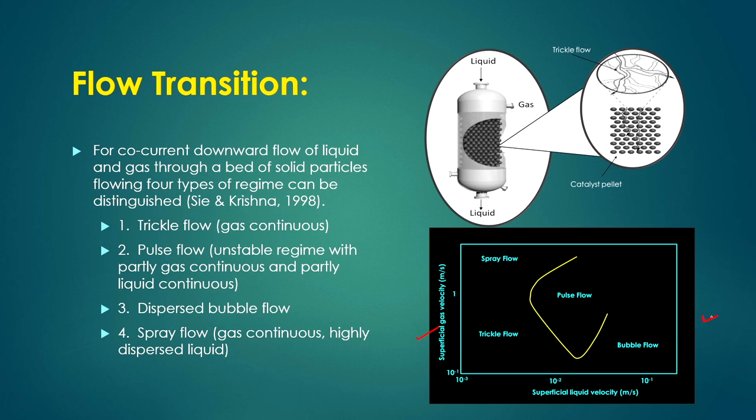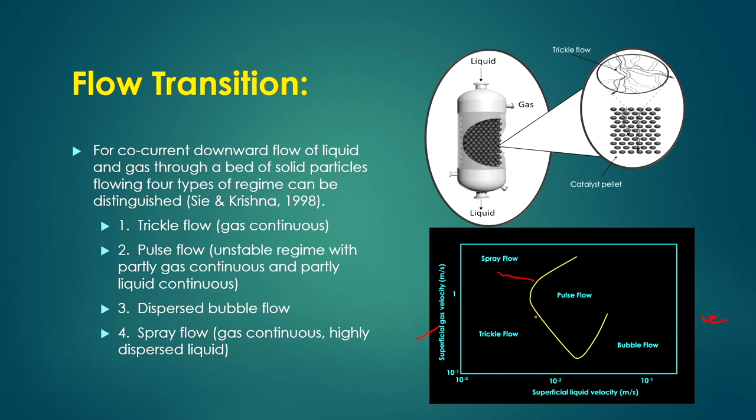Here in this picture there is a map shown, where you will see that with respect to liquid velocity, what should be the gas velocity to be followed so that you can get a special flow regime. To get trickle flow, that means gas will be continuous, whereas liquid will not be continuous there. So in that case, what will be the regime to get this?